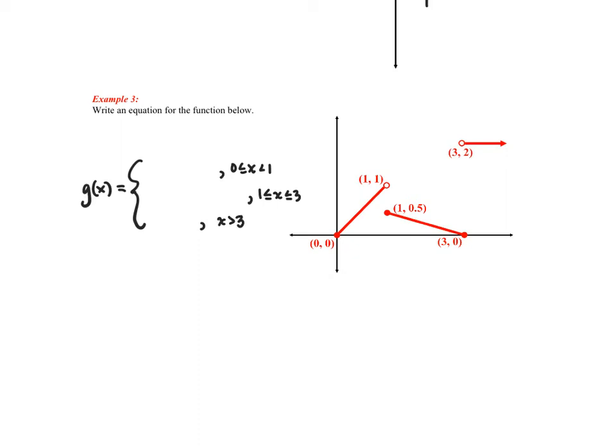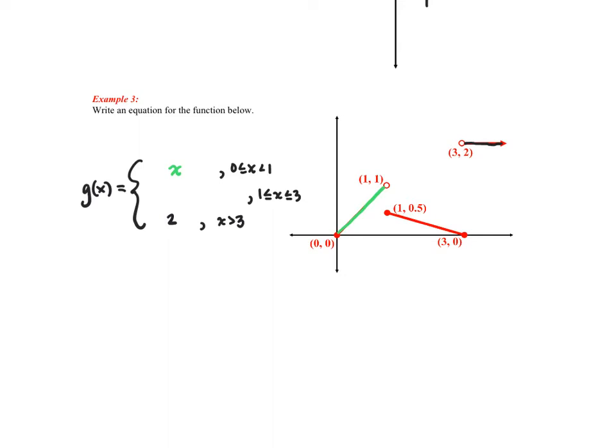Now let's write the function itself for each of those stems of that graph. All right, so let's start with this portion here. Well, this is a line, and it's got a slope of 1, and it goes through the origin. Therefore, the equation of that line would be y, or g of x equals x. Okay, I'm going to skip to the third part of the piecewise function, and I'm going to write that as a horizontal line, so it has a slope of 0 and an output of 2. Therefore, y, or g of x, equals 2 when x is greater than 3.